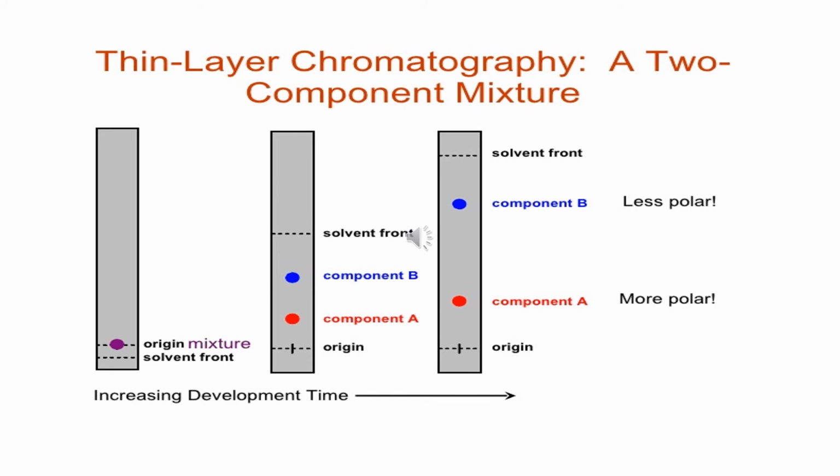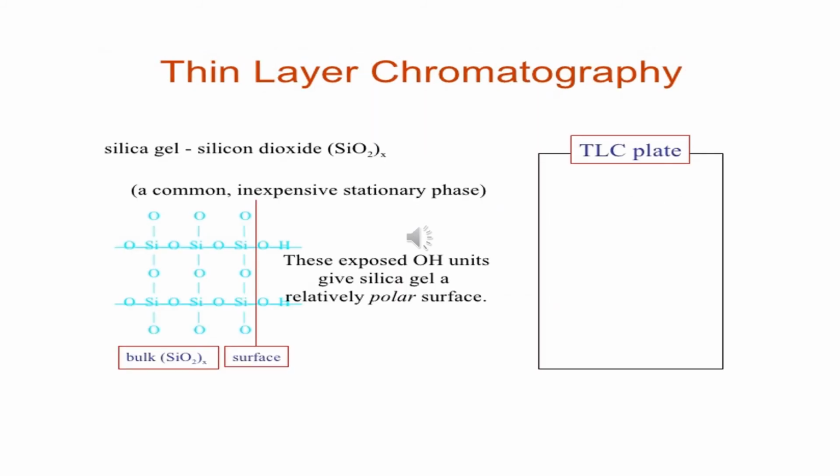Here is a diagram of thin layer chromatography, a two component mixture, component A and component B. Component A is in the more polar solvent and component B in the less polar solvent. So the component with more affinity towards the stationary phase travels slower and the component with less affinity towards the stationary phase travels faster. Here is a TLC plate preparation having a silica gel.